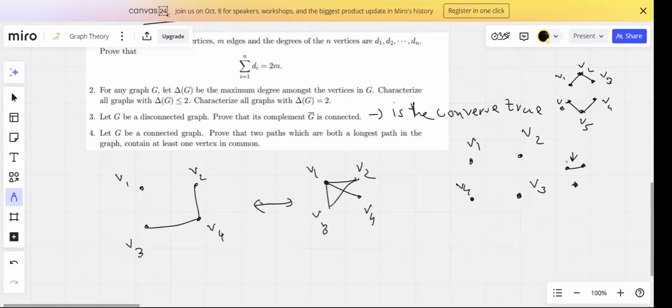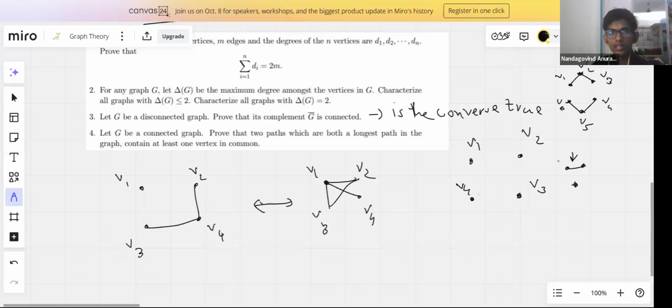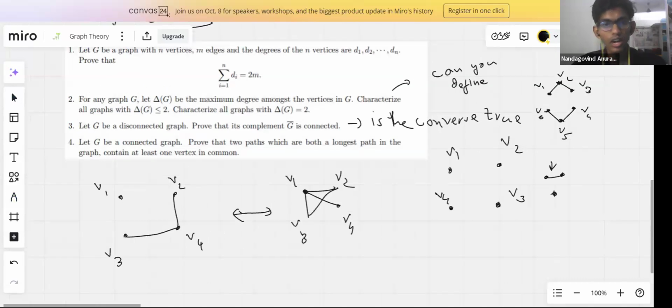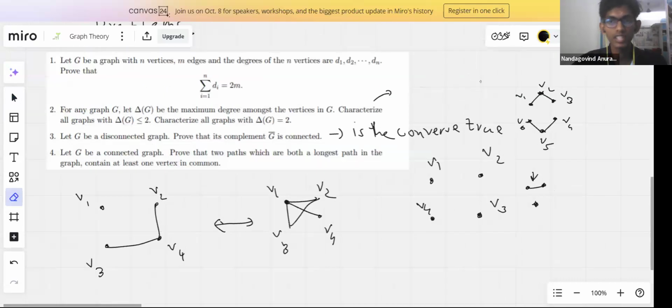Can you tell me exactly what you mean by characterize for del G equals 2? What do you mean by characterize? Can you define? Okay. So can I say that every graph can be split into a bunch of connected components?